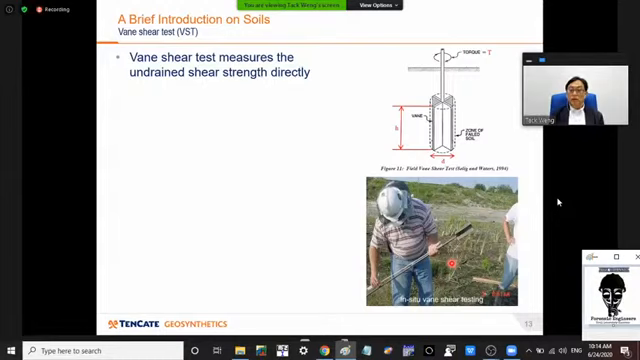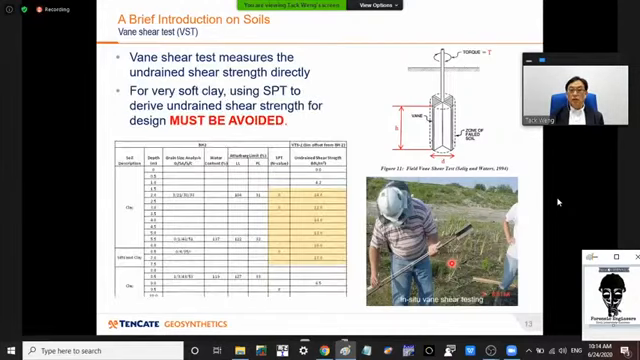Indirect methods are also used, cone penetration tests and standard penetration tests, which are then correlated to give you the undrained shear strength. What I would like to mention, though, is that for very soft clays, it may not be possible to obtain undisturbed samples to do the triaxial test in the lab. And correlation from SPT is highly unreliable.